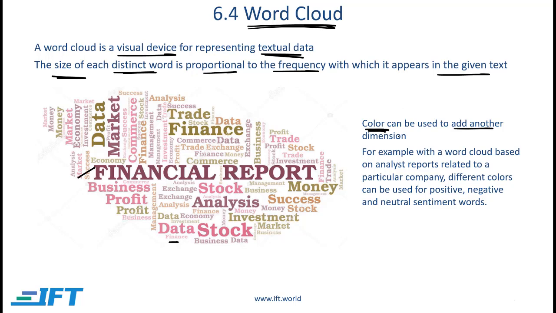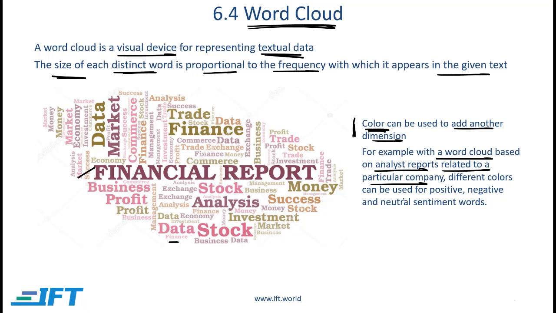Color can be used to add another dimension. So an example of this is that we might want to evaluate a word cloud which is based on an analyst report related to a particular company, and we want to look for words that give a positive sentiment. So words like growth, words like profit, and we also want to identify words that give a negative sentiment. So words like pessimism, words or phrases like slow down.